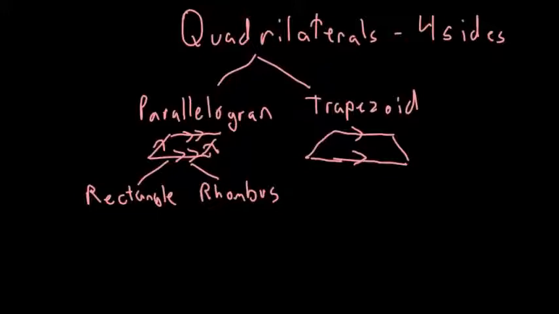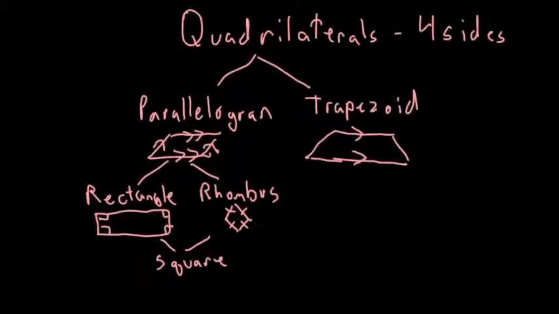There's one distinct difference. A rhombus, all the sides are equal. A rectangle, the sides aren't equal, but all the angles are. All the angles are 90 degrees. And then if you combine a rectangle and a rhombus, you get a square. And in a square, all the sides are equal and all the angles are equal.